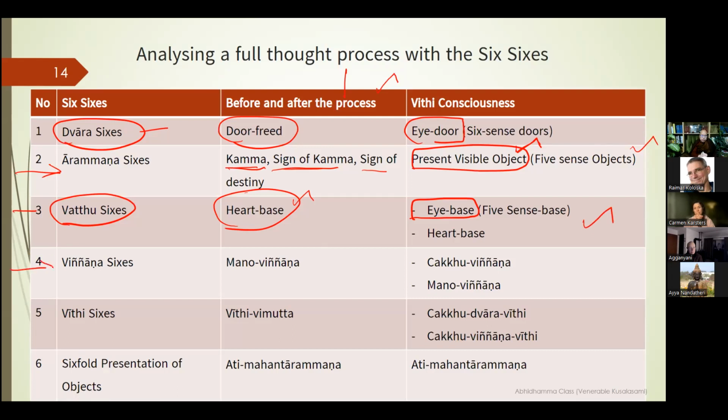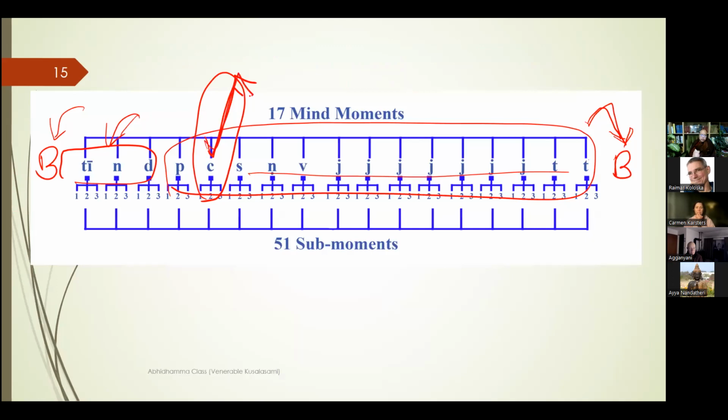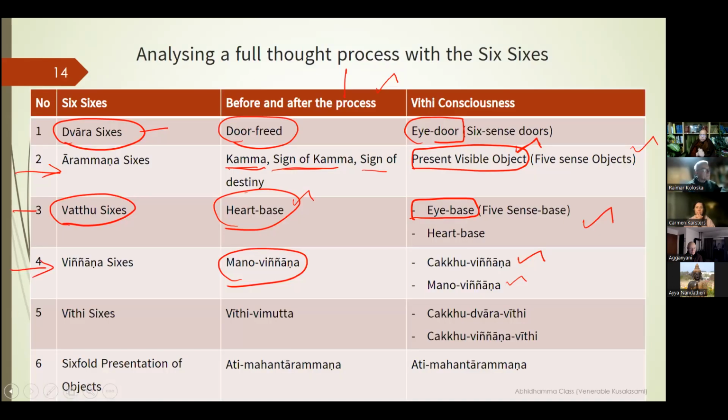And from the Vinnana perspective, before and after the thought process, Mano Vinnana. Within the viti, Chakkhu Vinnana for the Chakkhudvara viti. For the Sotadvara viti, this must be the Sota Vinnana. And the rest of the viti consciousness are Mano Vinnana. So here, this one is Chakkhu Vinnana, and the rest Mano Vinnana.